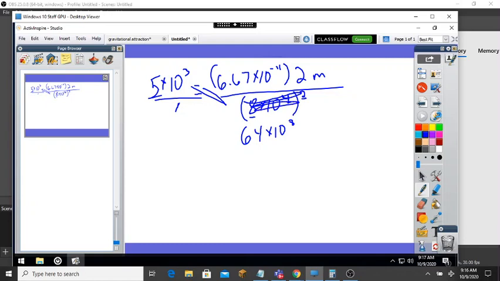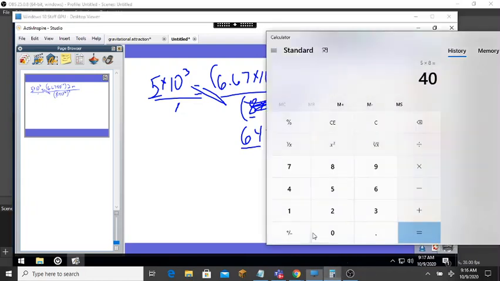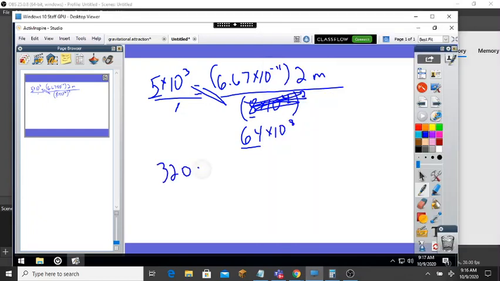Okay, so let's erase this. So now we're left with this. Okay, now we can do 5 times 64. 5 times 64, 320. And these, since we're multiplying, we're going to add them up. 8, 9, 10, 11.